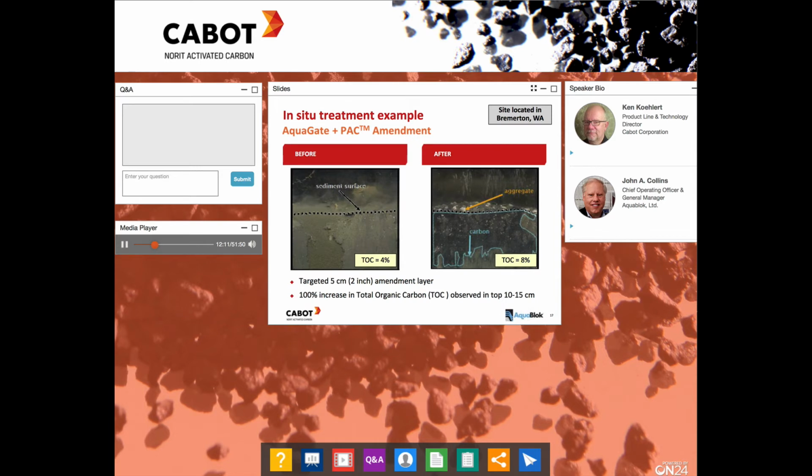So here's what in-situ treatment looks like in the sediment. What you're seeing in this slide are photographs that show a side view or a cross-section of sediment before and after placement of our AquaGate Plus pack, that's powder activated carbon amendment. The powder activated carbon is delivered to the sediment as a coated aggregate particle, and the pack comes off the particle and is mixed by natural bioturbation into the underlying sediment. The uniform distribution of the pack and the sediment is apparent, and this is what results in the pore water contaminant concentration reductions.